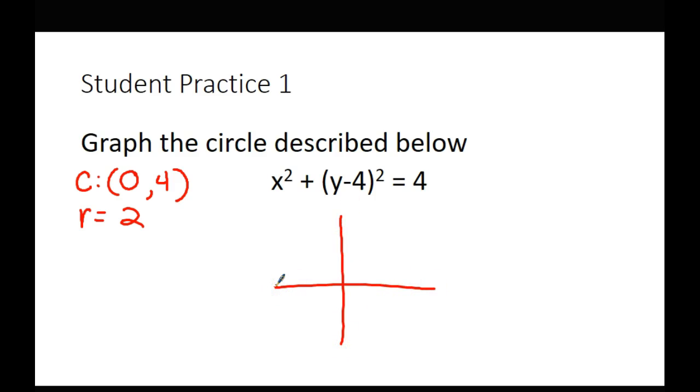Let's go ahead and graph it. So 0, 4 is up here. 2, 3, 4. And then radius is 2. So I'm going to go up 2, down 2, right 2, and left 2.